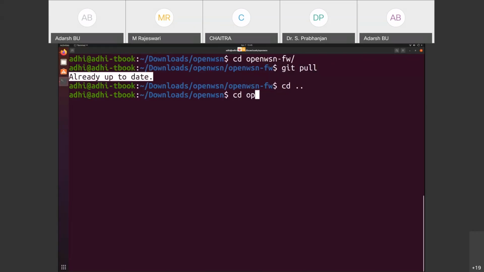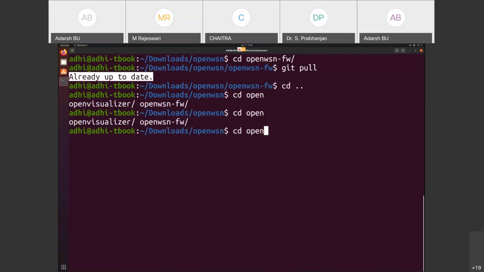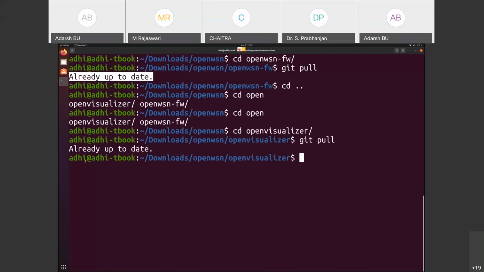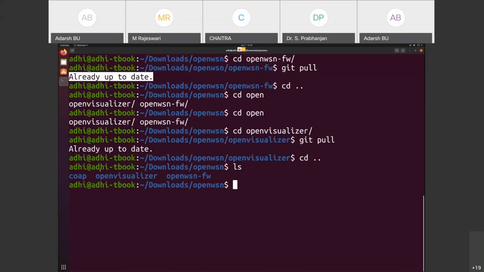So another one is the OpenVisualizer, and the same command again: git pull. Those who have executed all the commands in one shot may have missed some commands while testing. So just make sure that you have properly executed all the commands and that you are able to clone it properly. That is the OpenVisualizer, OpenWSN, and CoAP.